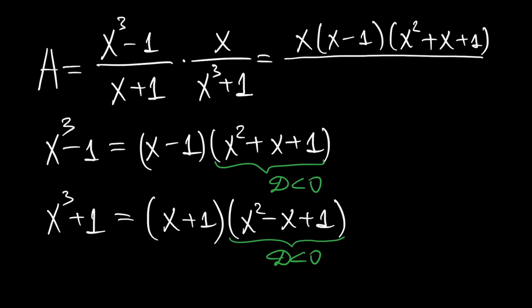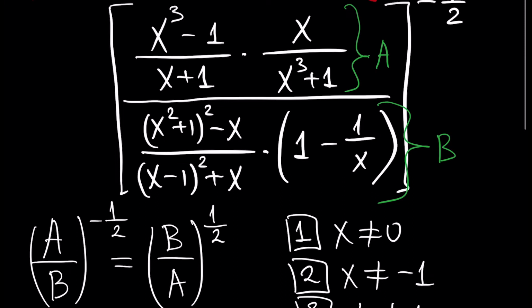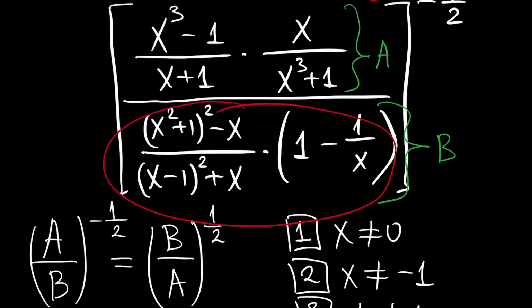And in the denominator, we will have (x + 1)^2 times (x^2 - x + 1). This is a form where we cannot continue our factorization. I'm sure that if we represent our b also in this form, we will have great cancellations. And that's why let's continue with b, and let's rewrite our b.